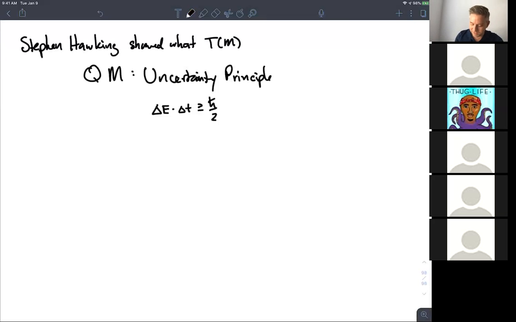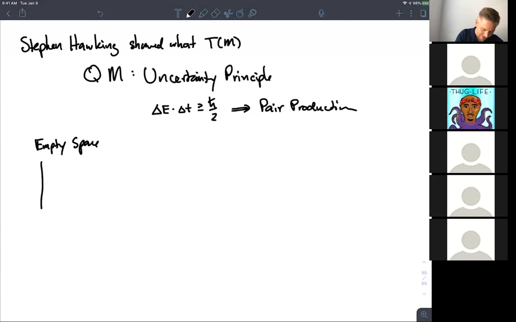Now, this allows for something in quantum mechanics called pair production. What this means is that you're sitting out in completely empty space, right? There's nothing in empty space. Here it is, a big box of empty space. What the uncertainty principle says is that from empty space, you can just spontaneously, out of nothing, produce 2 particles. So you can have pair production.